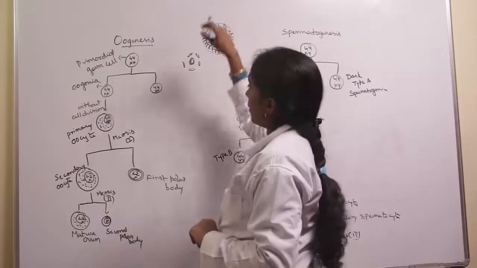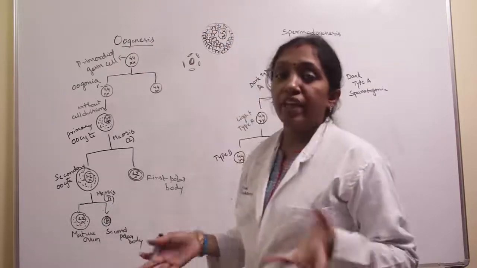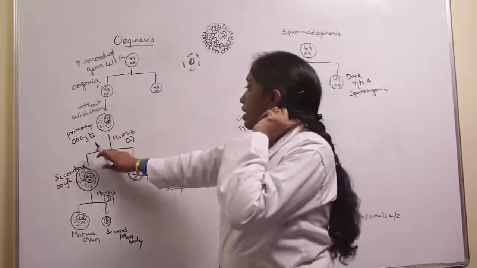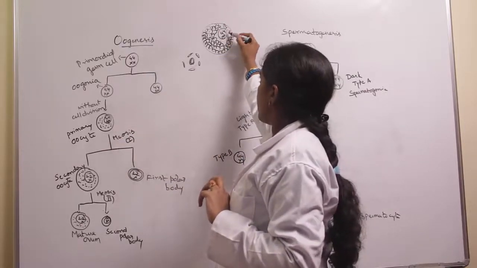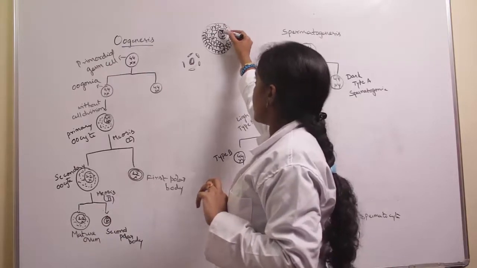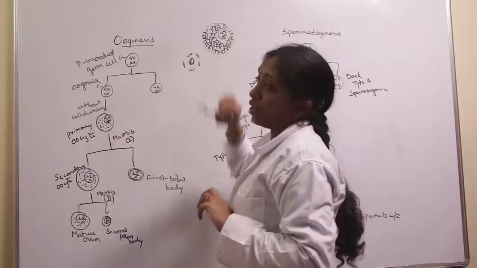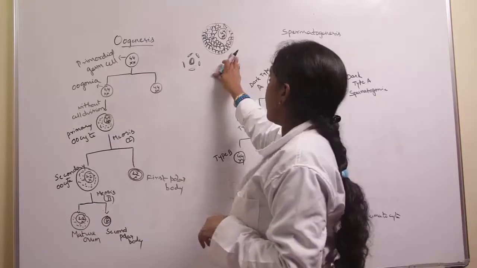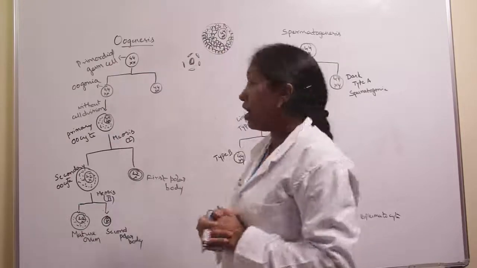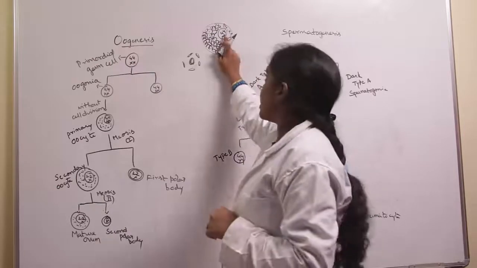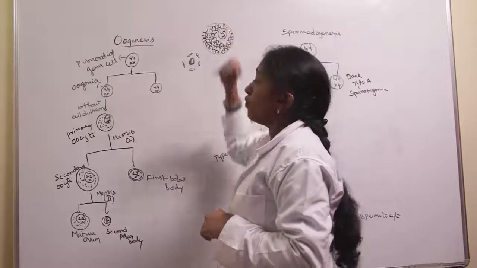And this is called primary oocyte. So the oogonia, without cell division, are transformed into primary oocyte. This is the nucleus, and this is the primary oocyte surrounded by the follicular cells. This is called primordial follicle. The primary oocyte which is surrounded by the follicular cells is called primordial follicle.